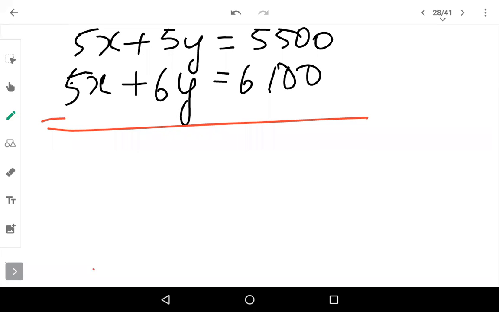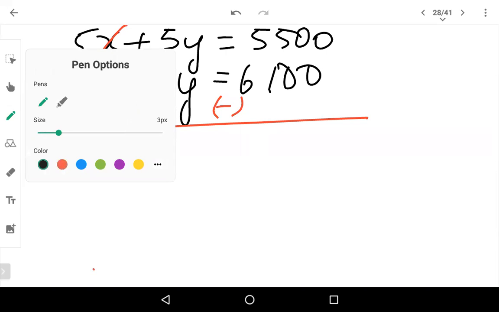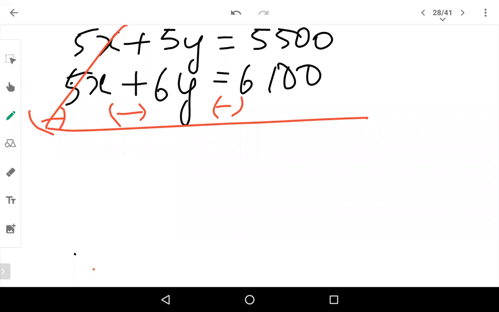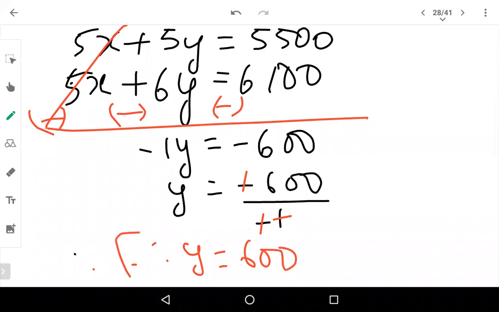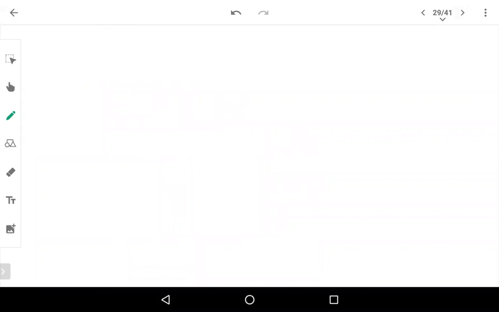So let me change the sign and 5x will get cancelled. So what will remain? Minus 1y is equal to minus 600. y is equal to minus 600 divided by minus 1. So minus and minus will get cancelled. 1 ones are 1, 600s are 600. So therefore y is equal to 600. This is one answer.